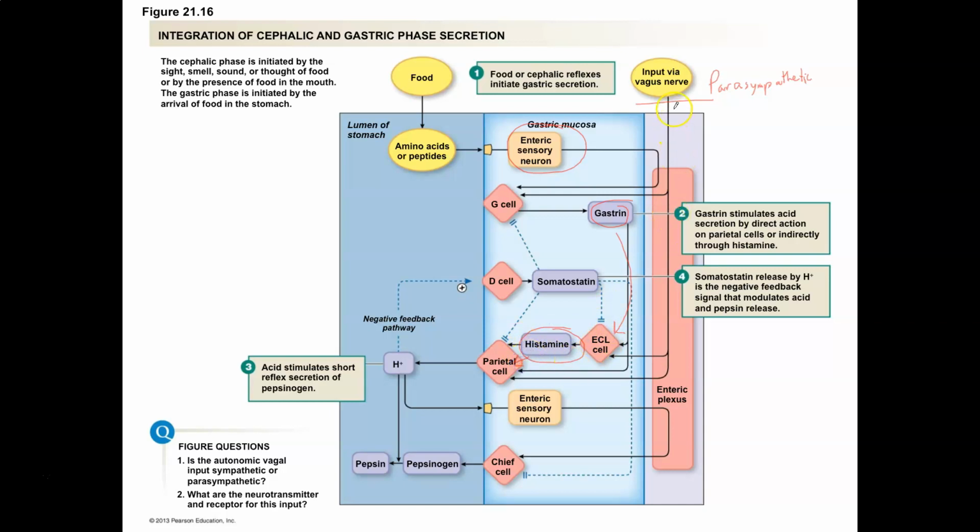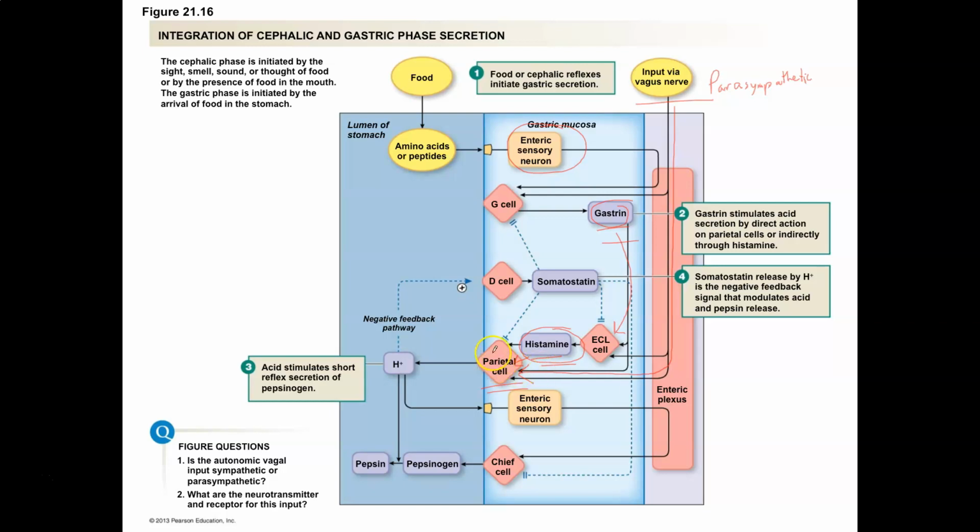But you'll also notice that the vagus nerve has a direct pathway to the parietal cells as well. So we're using the parasympathetic nervous system to activate parietal cells, and we're also using gastrin and then, of course, histamine to activate the parietal cells. So gastrin, and essentially the acetylcholine neurotransmitter from the vagus nerve, are activating the parietal cells, and they're also activating the ECL cells to produce histamine.